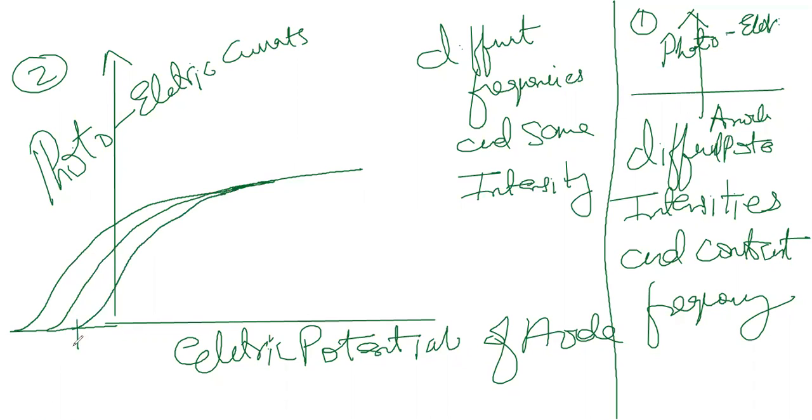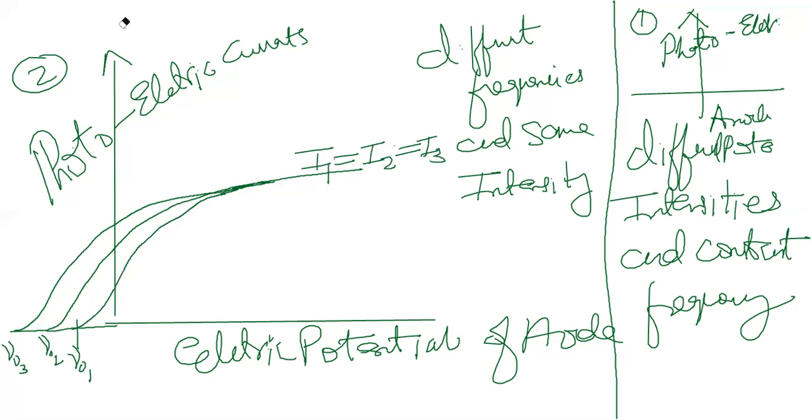This is nu naught 1, nu naught 2, nu naught 3, the opposite of the first graph. These are all threshold frequencies, but the intensities are the same here. In the first graph, nu naught 1 is equal to nu naught 2 is equal to nu naught 3.